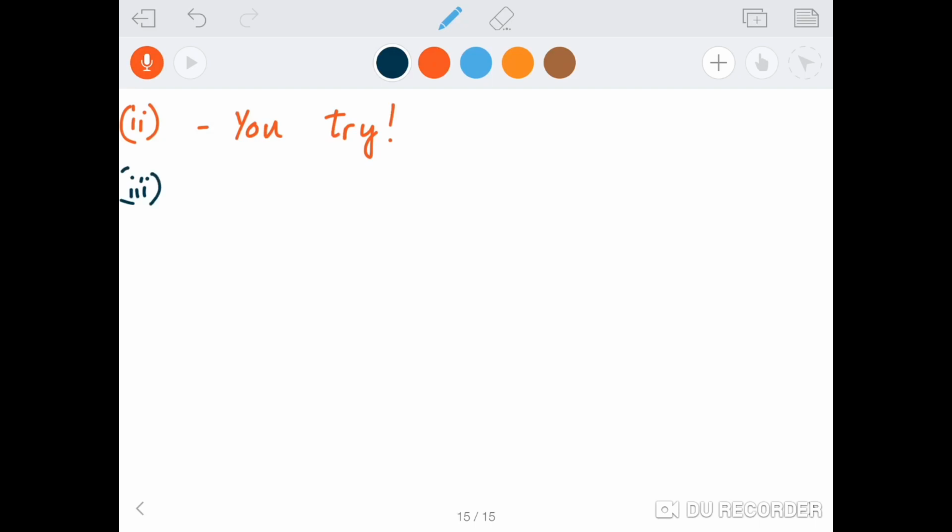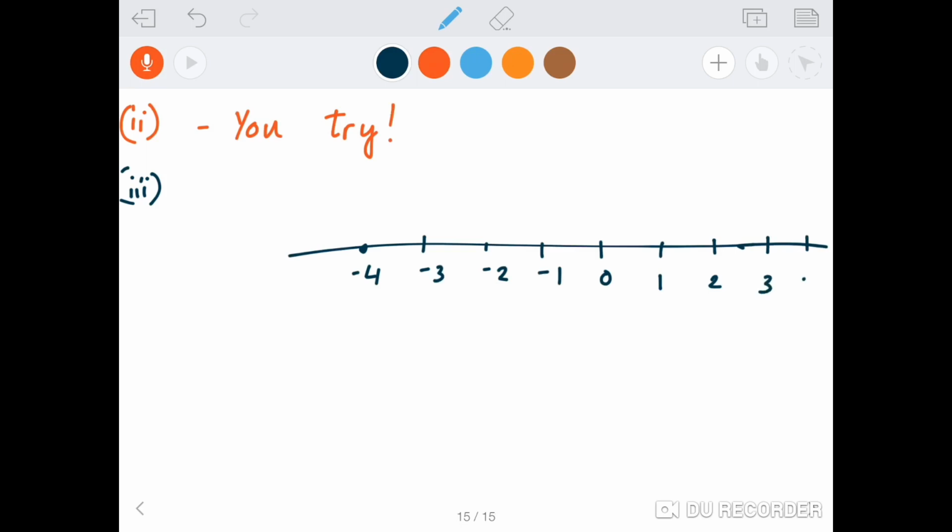Okay, let's look at the third one. Third one is probably slightly different because there are two things that are specific there. I have a minus 4, a minus 3, minus 2, minus 1, a 0, a 1, 2, 3, and 4. I'll just extend the line a little. And let's see how this is represented. I see a full circle on 4. I see a normal circle on 3.